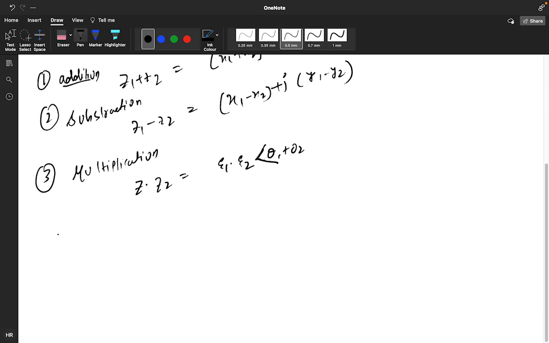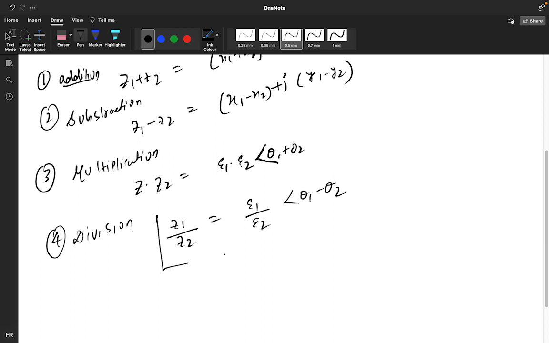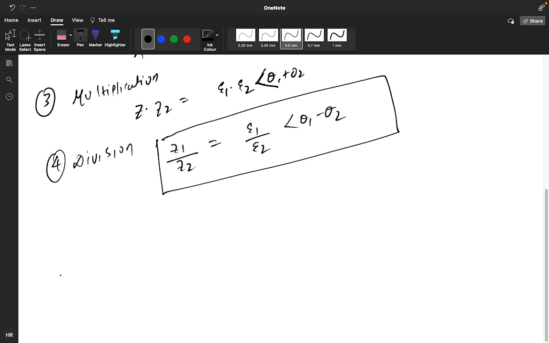For division, z1 divided by z2, that is zeta 1 divided by zeta 2 at an angle theta 1 minus theta 2. Reciprocal: 1 by z means 1 upon zeta. Angle will be minus theta.